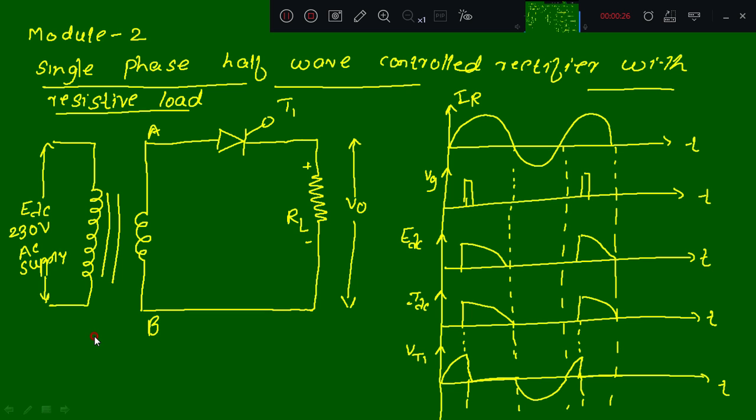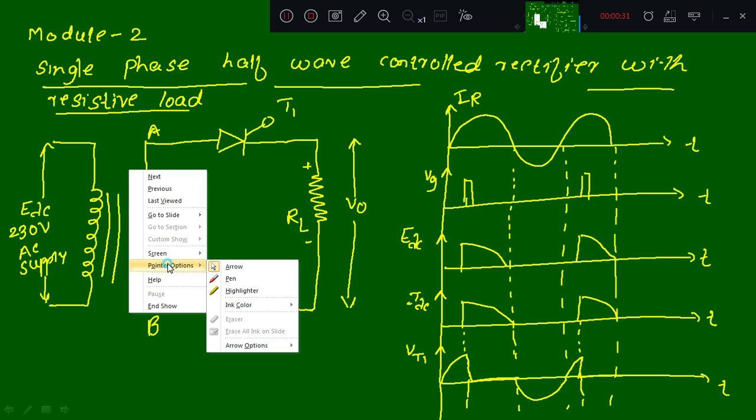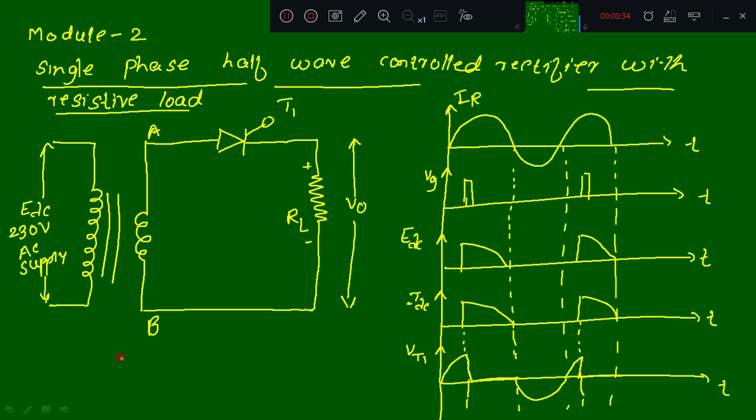This is the circuit diagram of a single phase half wave controlled rectifier, figure A. It is half wave because we have used here one thyristor and it conducts only during the positive half cycle; in the negative half cycle it is off. So it is a single phase half wave controlled rectifier with resistive load. This is the resistive load. Now this is a rectifier, but it is a controlled rectifier. Now we'll see the circuit operation.